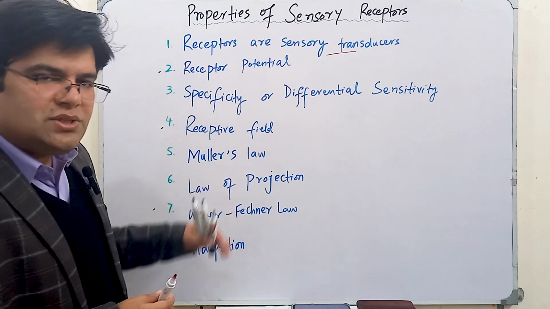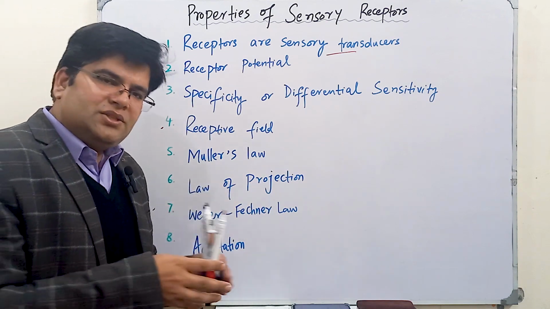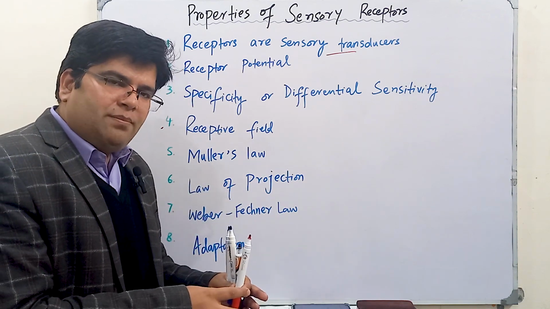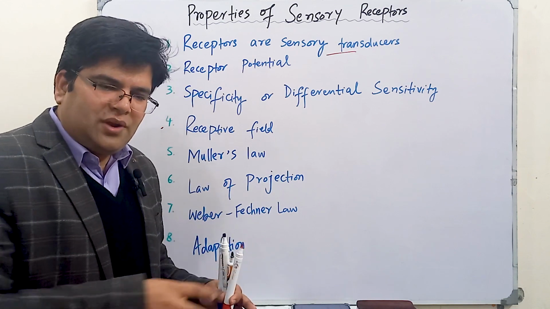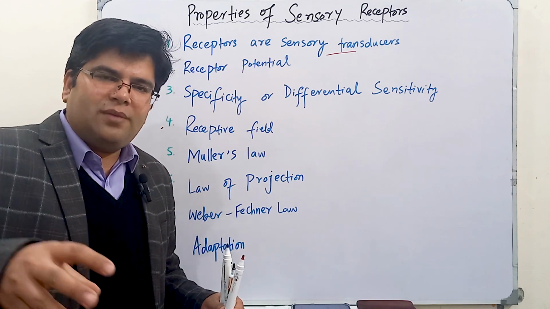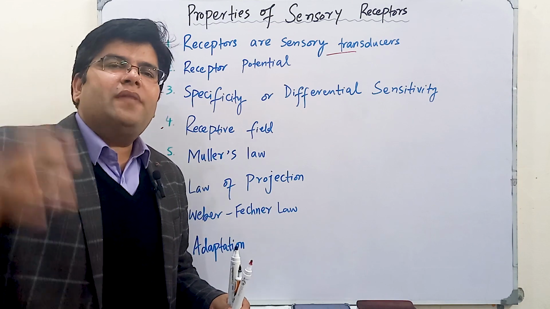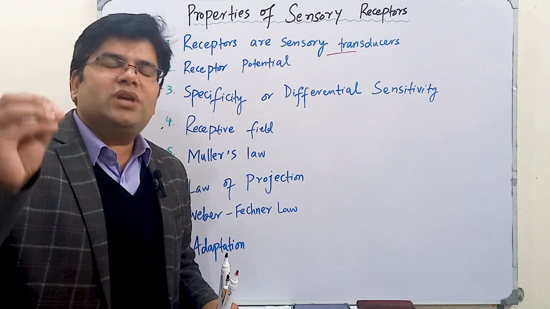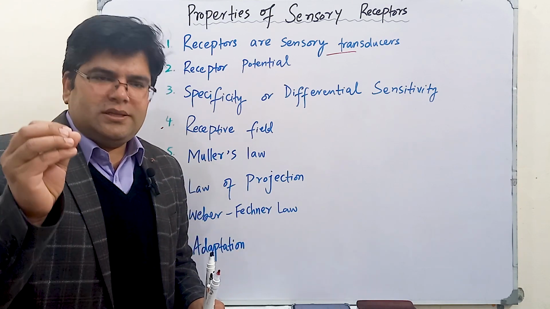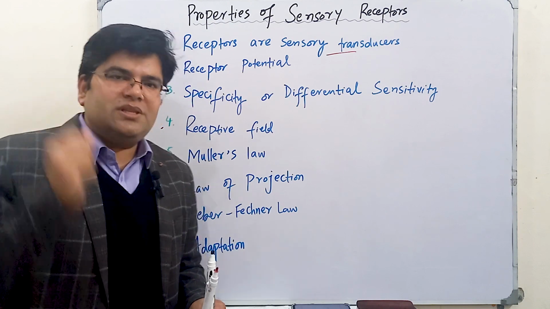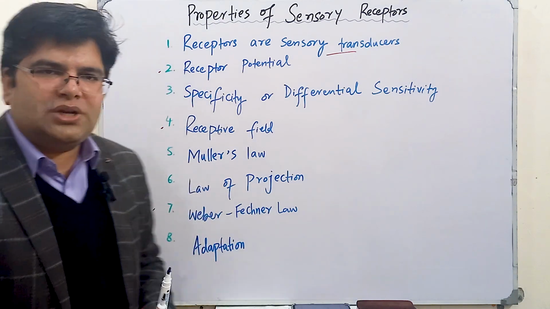Labeled line principle states that the signal is detected from a certain part of our body, and then it travels along a series of nerve fibers in a certain pathway, and then goes to project in a certain destination which is in the cerebral cortex. This is called the law of projection.